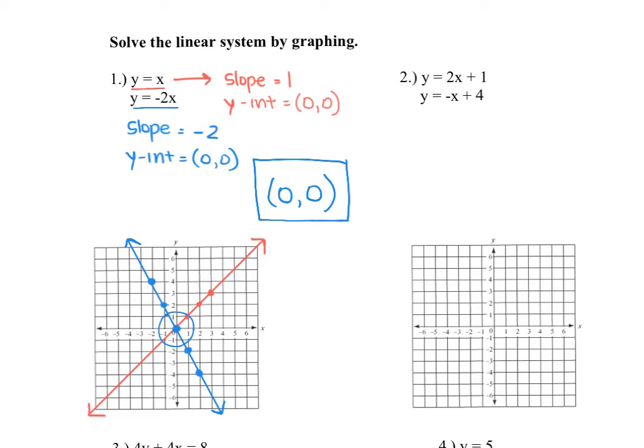One mistake that people make is they do all this work of the slope and the y-intercept and drawing their graph, and they forget to give the actual answer, which is the ordered pair where they intersect. So make sure you don't skip that step. All right, why don't you pause the video right now and try example 2.